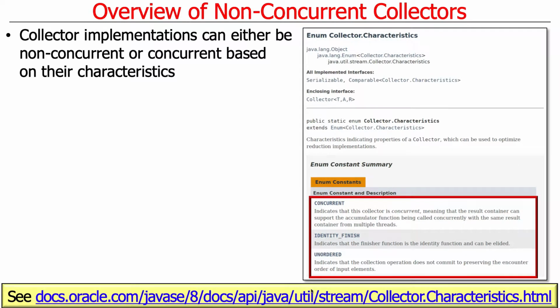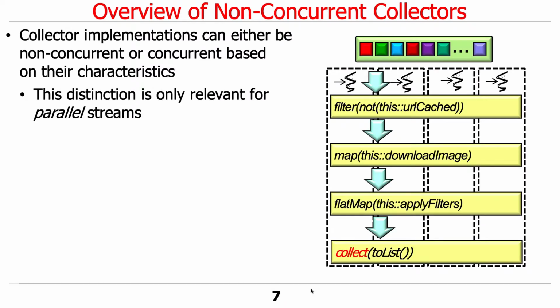There's a couple of different types of collectors. You can either have concurrent collectors or non-concurrent collectors. And there's a couple other variants we'll talk about as well. But the key top-level discussion is whether it's concurrent or non-concurrent. And the way that you control this is by something called characteristics. And characteristics are just a set that indicate whether something's concurrent or non-concurrent, whether they're ordered or unordered, and whether they have something called identity finish semantics or not. And I'll talk more about that in a second.